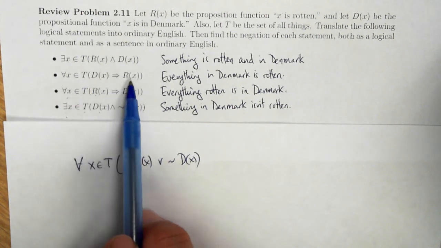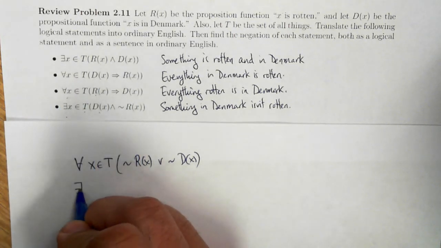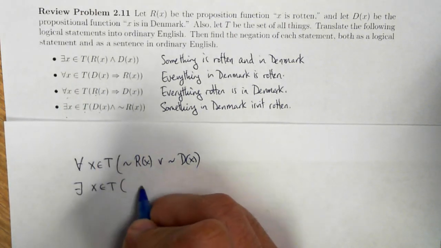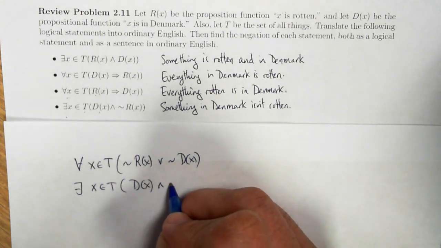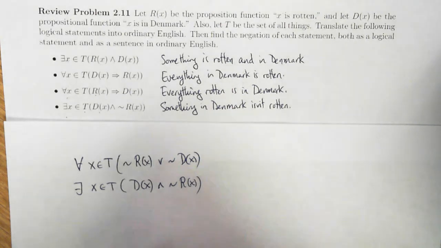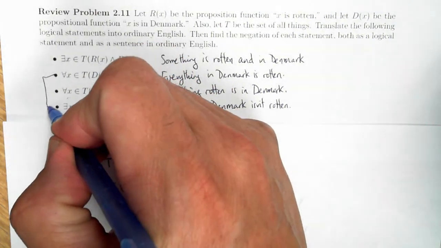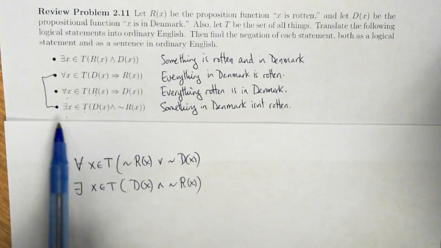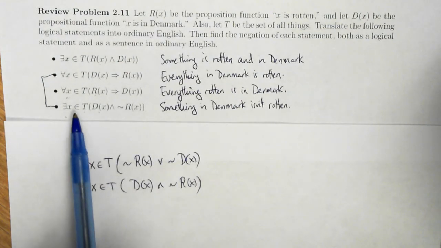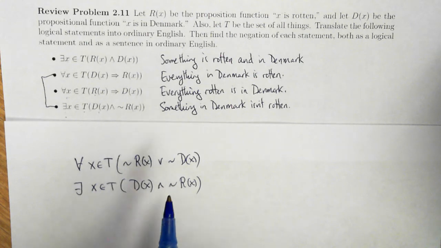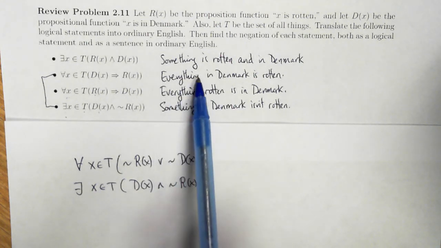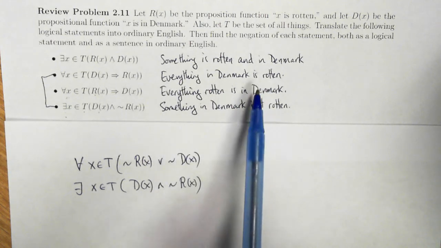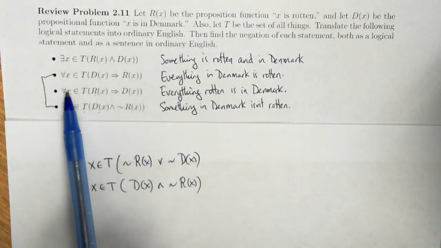Next, if I take the negation of this next one, I would have there exists an x and t such that D of x and not R of x. And you'll notice that that's exactly the same thing as this one, that there exists something that is in Denmark and not rotten. Okay, so this makes sense, right? If I read them as sentences, everything in Denmark is rotten, something in Denmark isn't rotten. Clearly those are negations of each other.